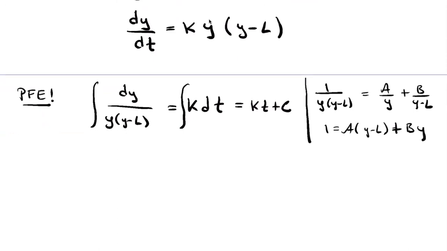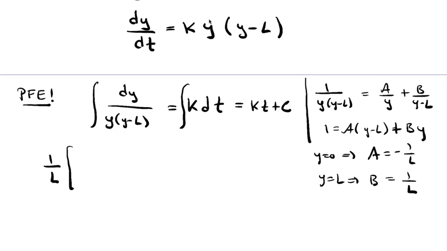gives me that equation. And then if I let y equal 0, that tells me that A is minus 1 over L. If I let y equal L, the equation tells me that B is equal to positive 1 over L. So if I factor that 1 over L out, I would have 1 over L times the quantity of the integral of negative 1 over y, my A over the y term, dy, plus the integral of 1 over y minus L, dy.